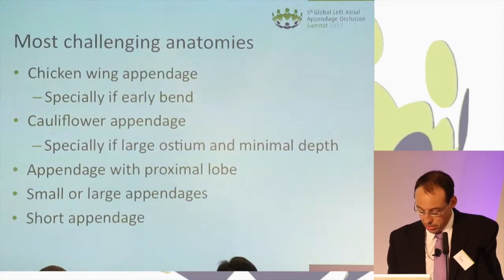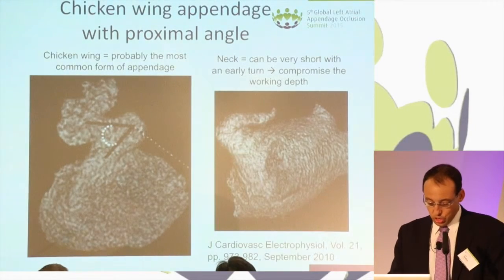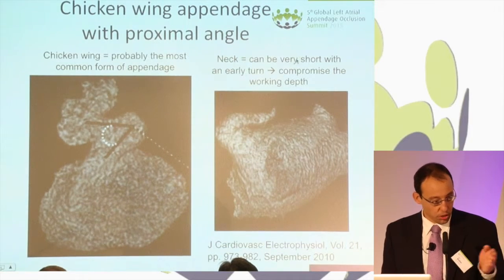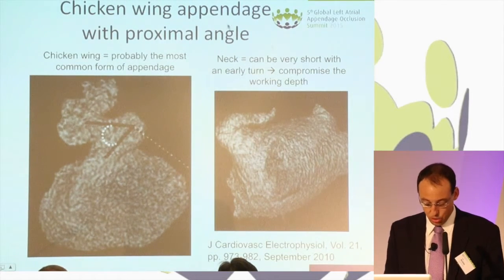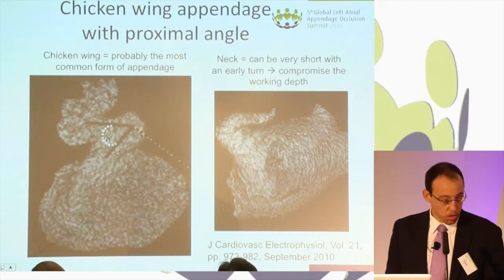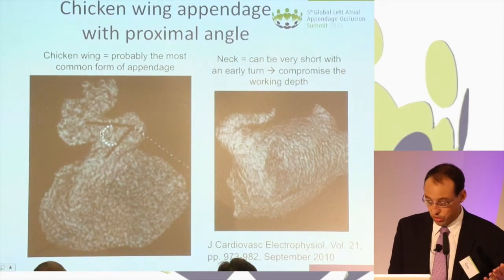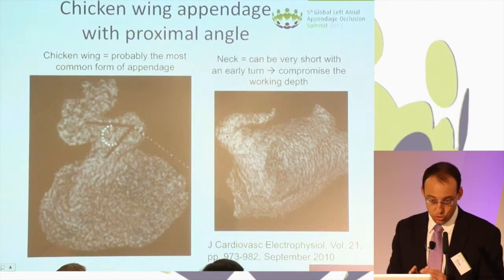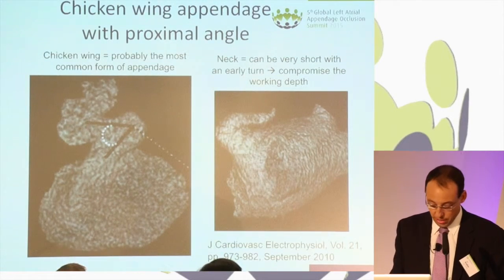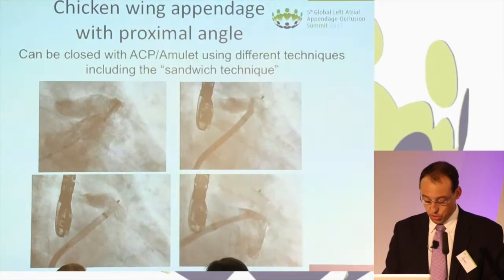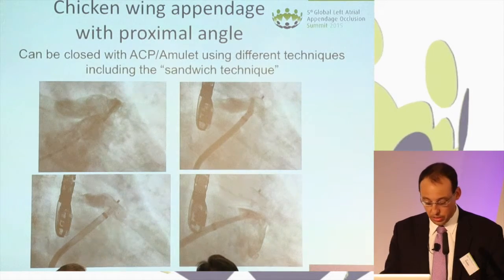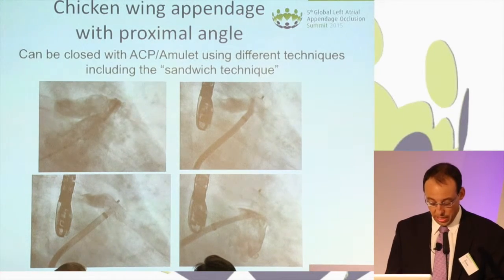Or very short appendage. Concerning the chicken wing appendage, as mentioned by Andrew again, it's when you will find a curve, typically a 90-degree bend in the course of your lobe. It can be very proximal, it can be more distal. If it's distal, it's not a big thing. But when it's curving like this very proximally, it can be challenging to have enough working depth to deploy a device. Certainly if you consider a Watchman, because typically with a Watchman you need a good working length.